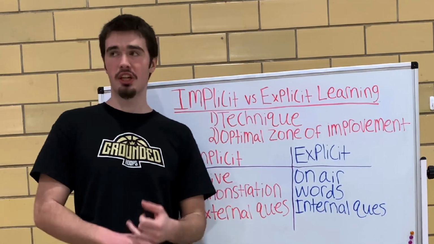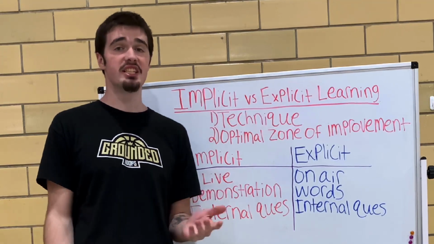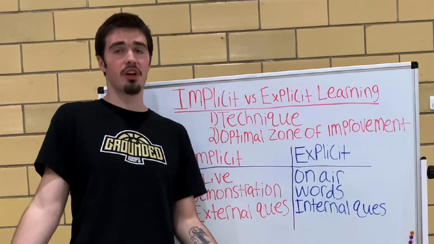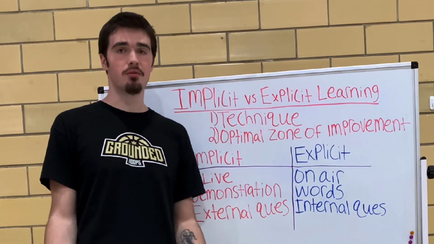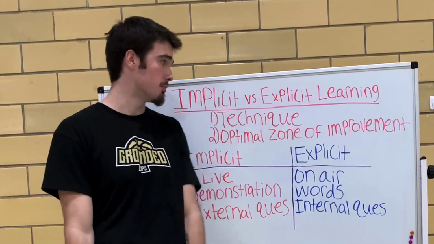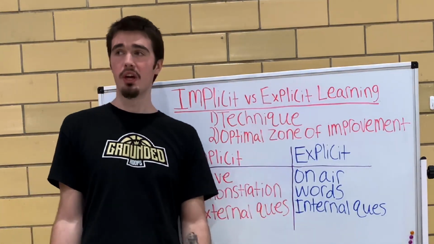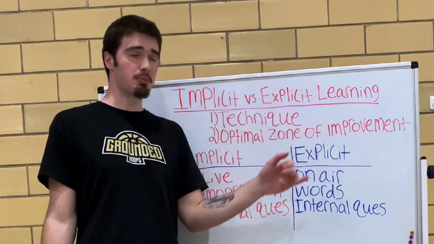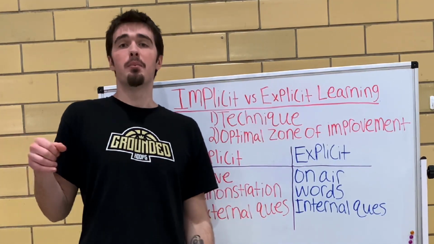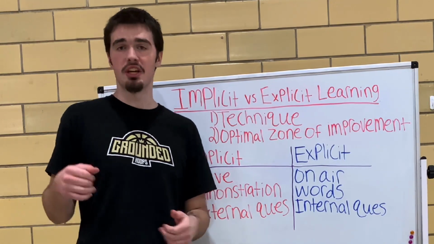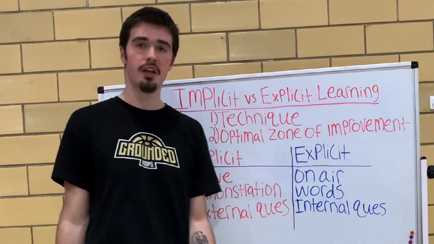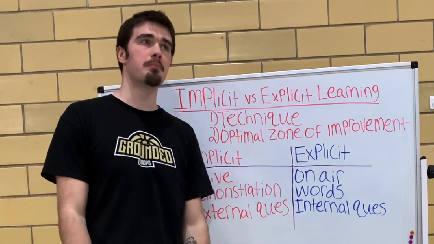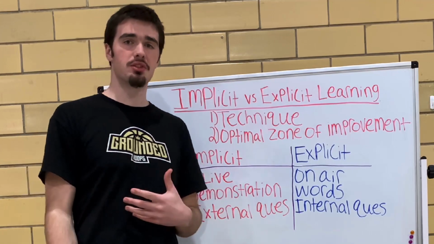So, implicit learning is anytime the player is ideally teaching themselves or learning without them even realizing that they're learning, like a small-sided game, which I'll make a video on at some point. Explicit learning is basically when a trainer is breaking down, here's step 1, here's step 2, here's step 3, so the player is aware that they're learning, and there's somebody else teaching them.